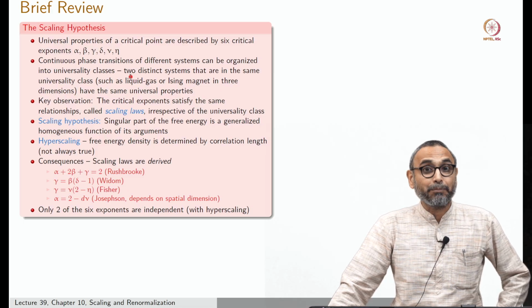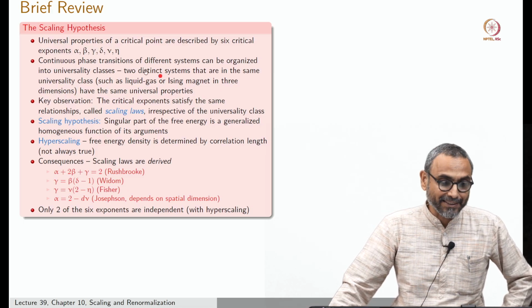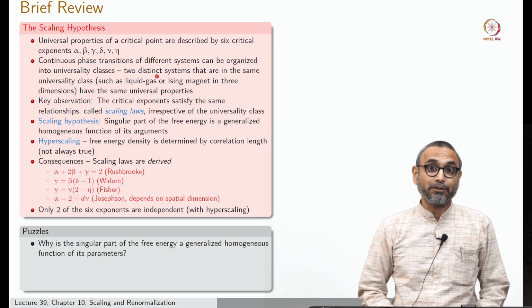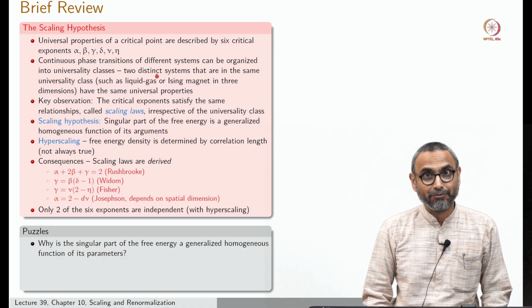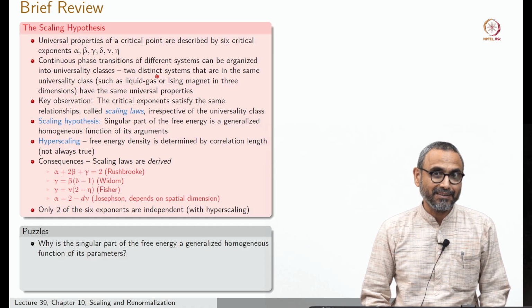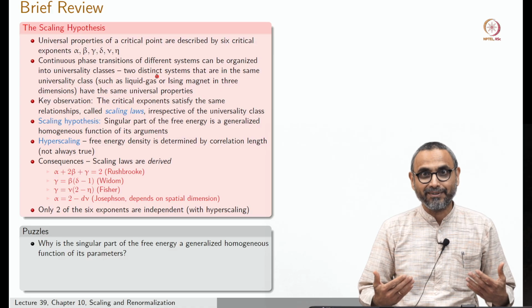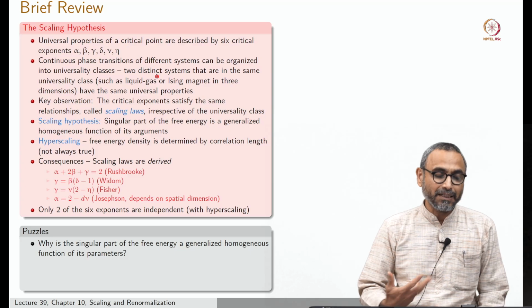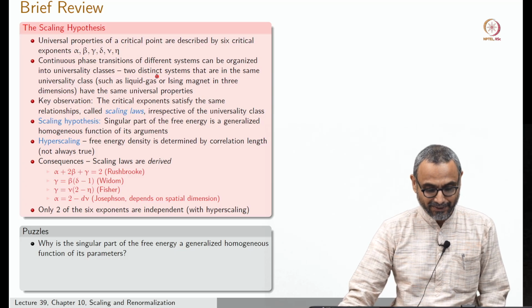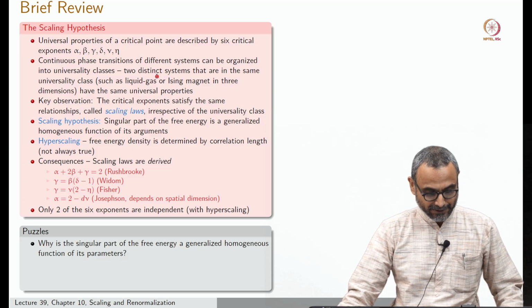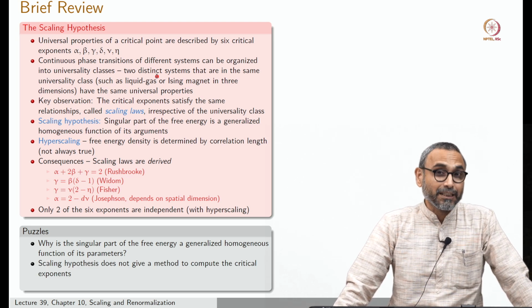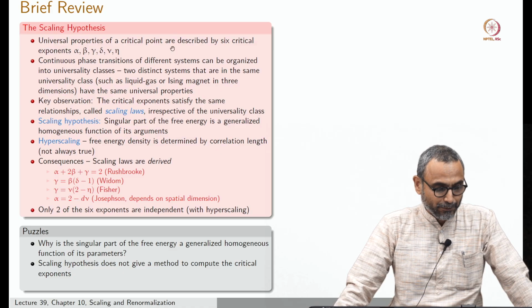However, the scaling hypothesis does not tell us how to calculate these critical exponents. Moreover, there are some conceptual questions as to why we expect the singular part of the free energy to be a generalized homogeneous function. That was a well-informed hypothesis, but we would like to understand the physical underpinnings of this hypothesis. And again, we do not have a method to compute these critical exponents, so that is definitely a problem that we need to tackle head on.